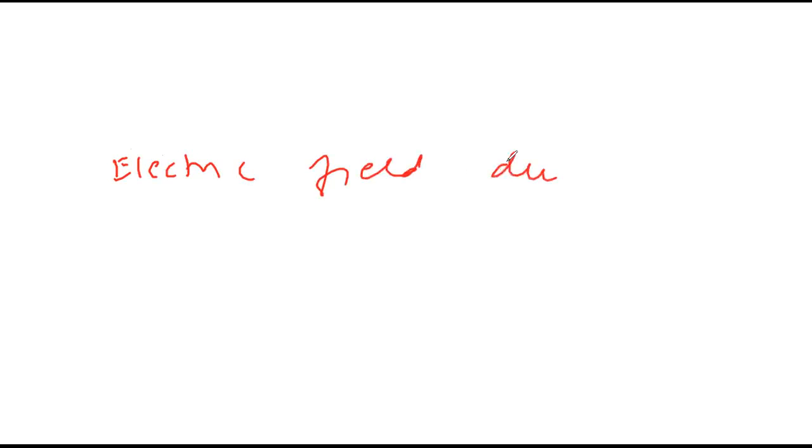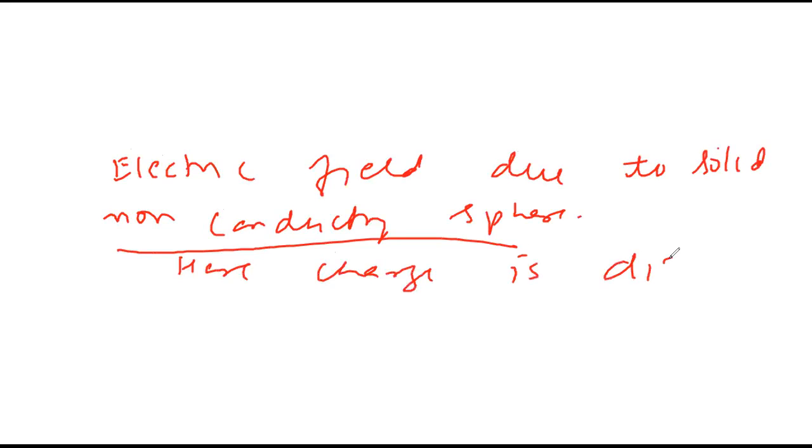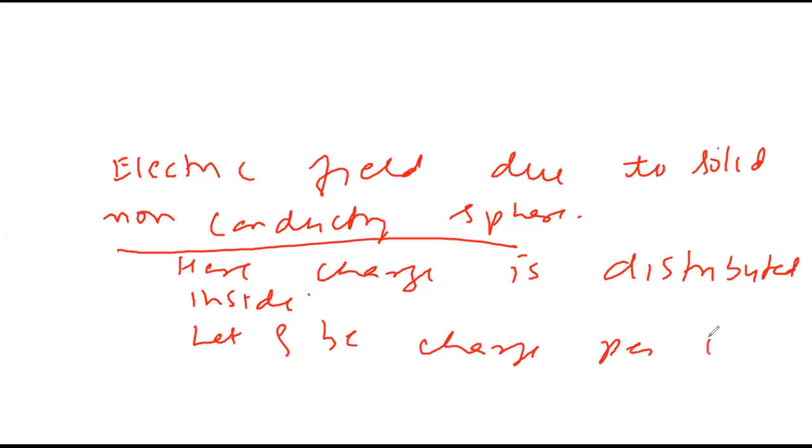Electric field due to solid non-conducting sphere. In this case charge is inside. So just remember here, charge is distributed inside. It doesn't come on the surface. So let rho be charge per unit volume of the sphere. Please copy this much. Then I'm drawing the diagram. Then again we'll consider 2 points, inside and outside.